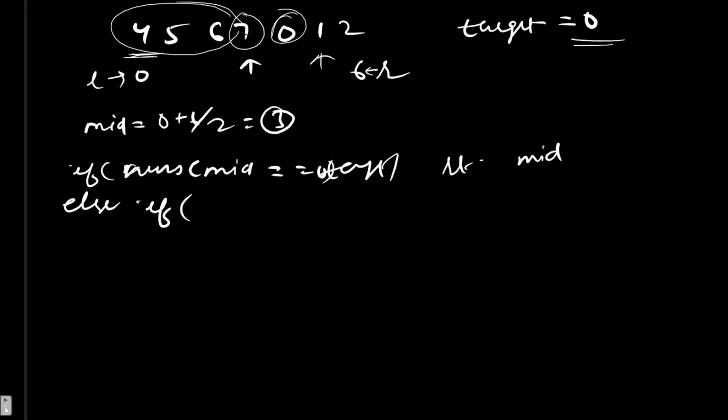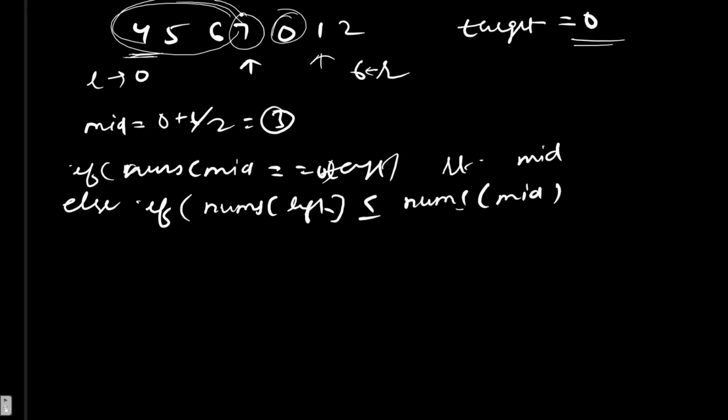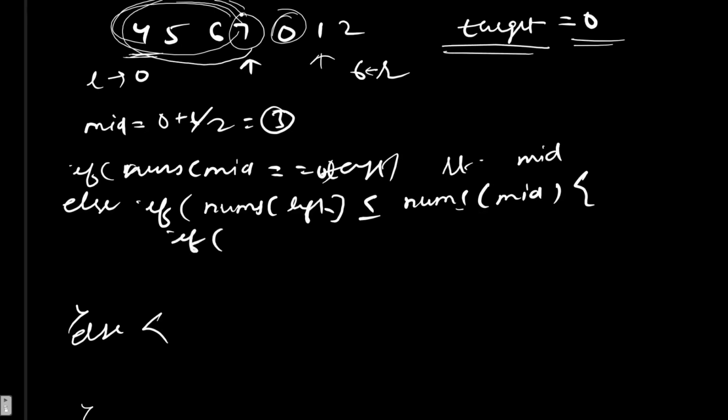So first we have to check whether we can eliminate half of the part. So we have to check else if nums of left is lesser than or equal to nums of mid. If this is true, then we have to do something in this part, and there will be an else part which will be if this is not true, so we have to do something in that part. If we found that our nums of left is lesser than target, we have to check whether in this part our target is present or not. So for that we have to check if nums left is lesser than target.